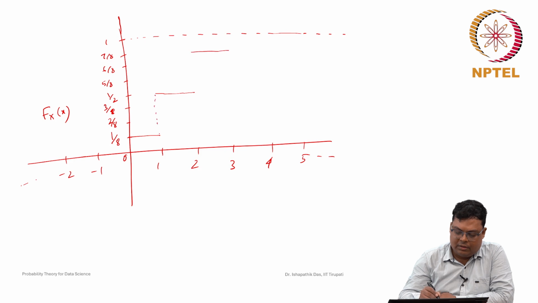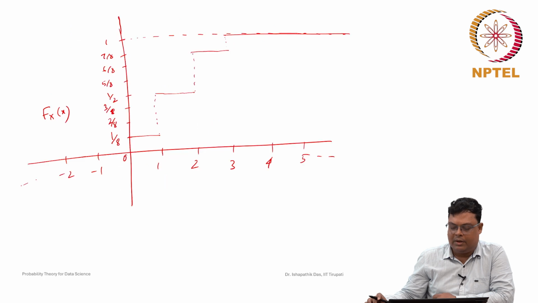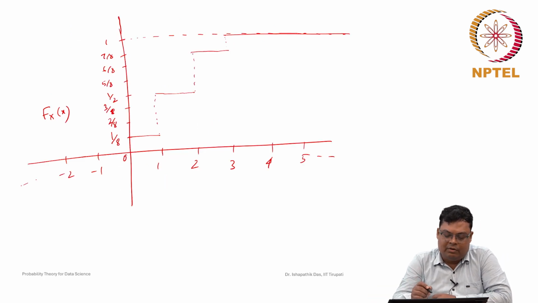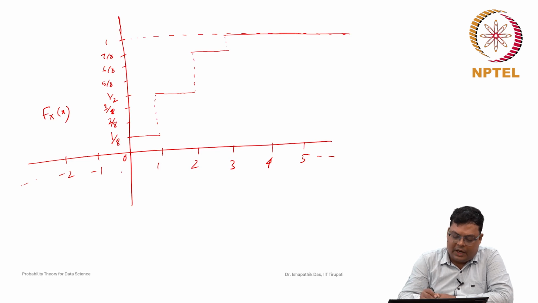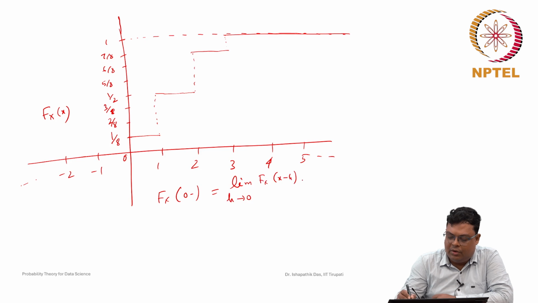Then at 3 this is nothing but 1. So this function is 1 from there on. You can see that it has left discontinuity. If you take at 0 the left limit, F_X(0-), which is the limit of F_X(0 - h) as h goes to 0, this is nothing but 0. But F_X(0) is 1 by 8, which is not equal to F_X(0-).